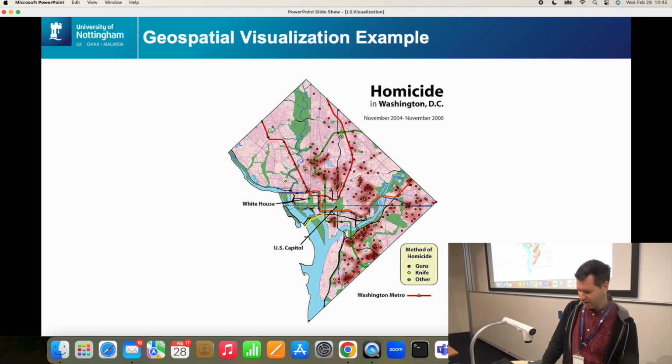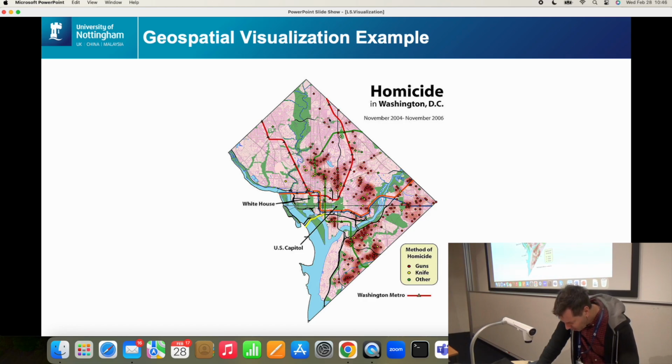Here's our favorite example, homicides in Washington, D.C. Right, we can show this on a map where there are these glyphs where there are homicides, and those are the locations of the homicides, and then how the homicides occur with guns, with knives, or with other kinds of weapons, or whatever you want to call them, right? And there's some density indicator. So it looks like this street, you don't want to live on that street.